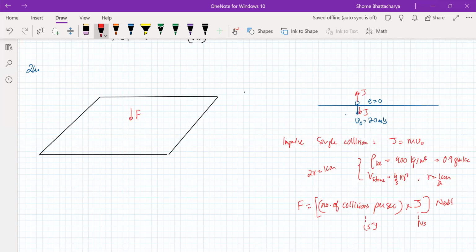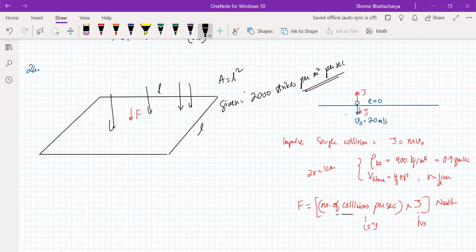Okay. So now what all information are we given? We are given this area. And we are also given the number of strikes per square meter per unit time. So it is given that for the hailstones which are falling, there are 2000 strikes or collisions per meter square per second.